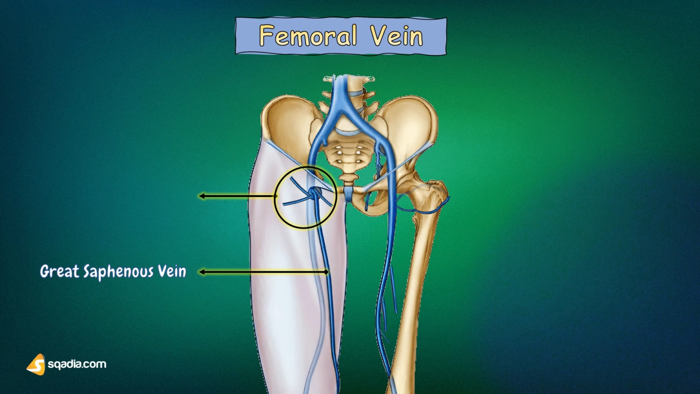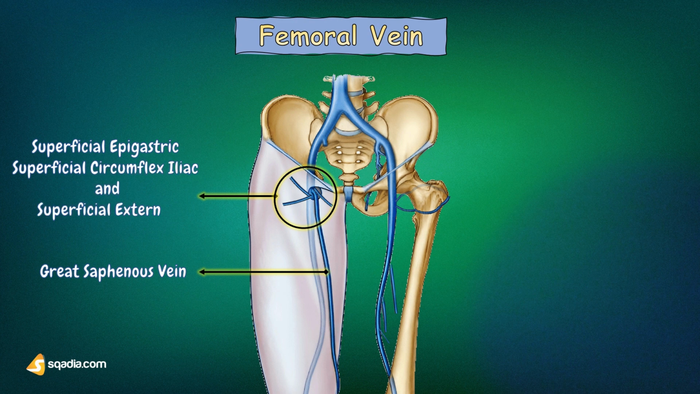Veins accompany three superficial branches of the femoral artery in passing through the saphenous opening. That are the superficial epigastric vein, superficial circumflex iliac vein, and superficial external pudendal vein.